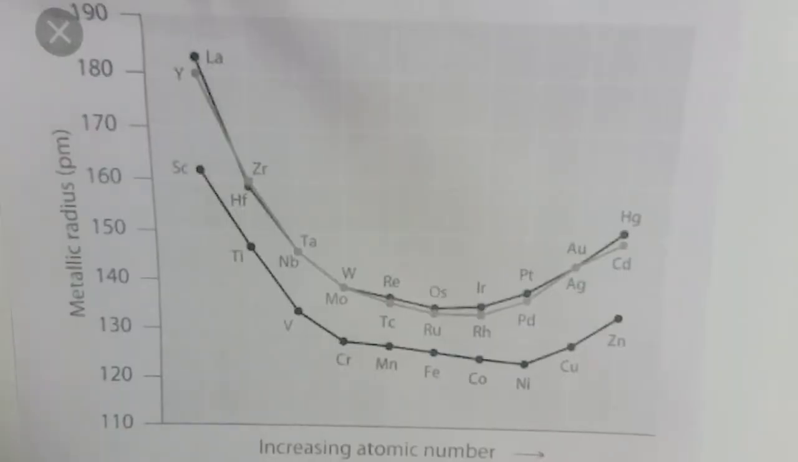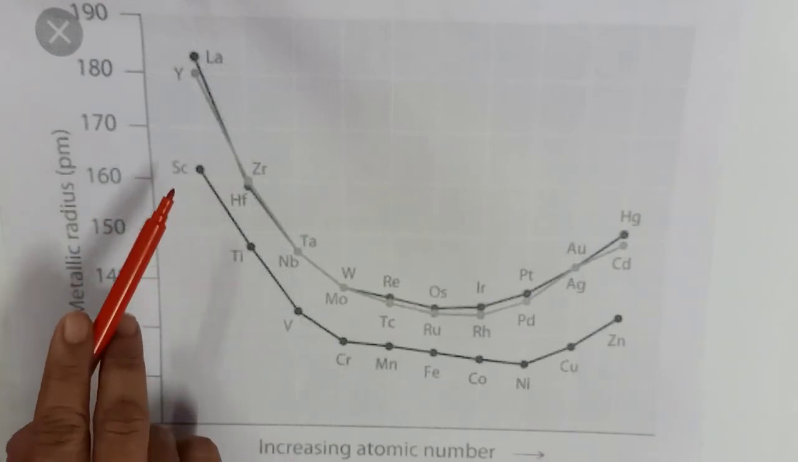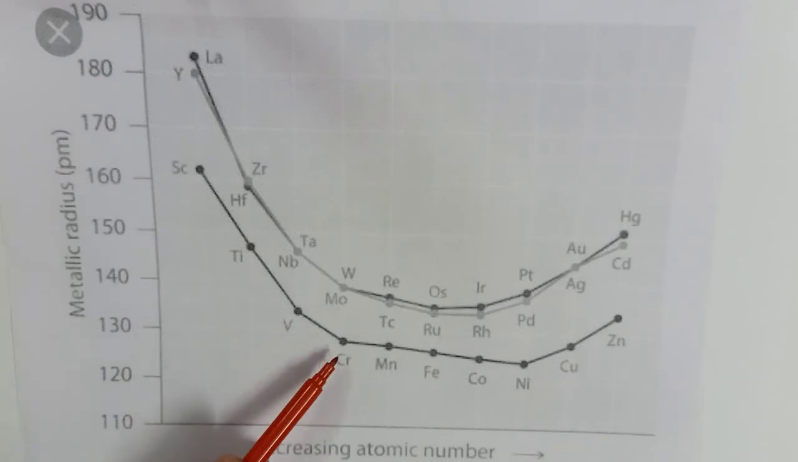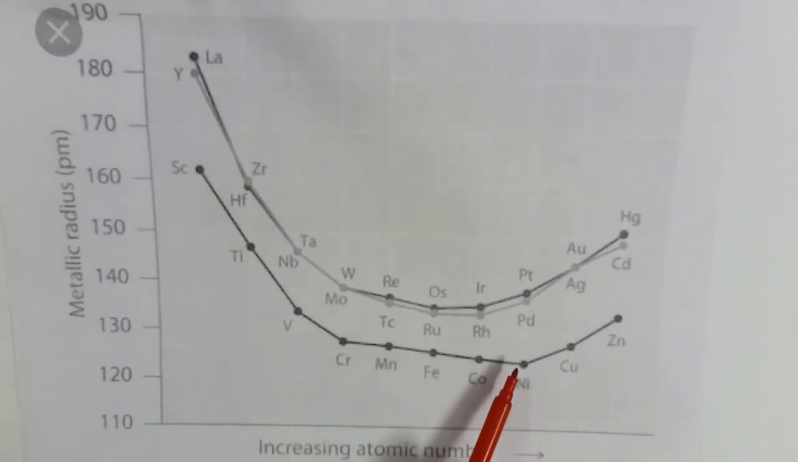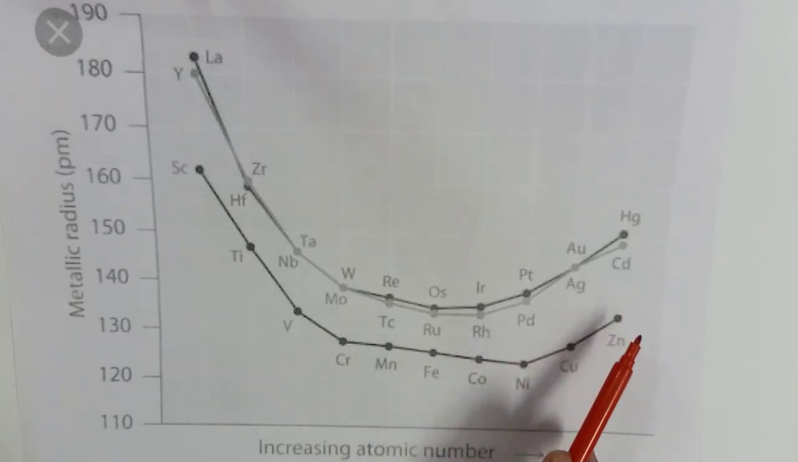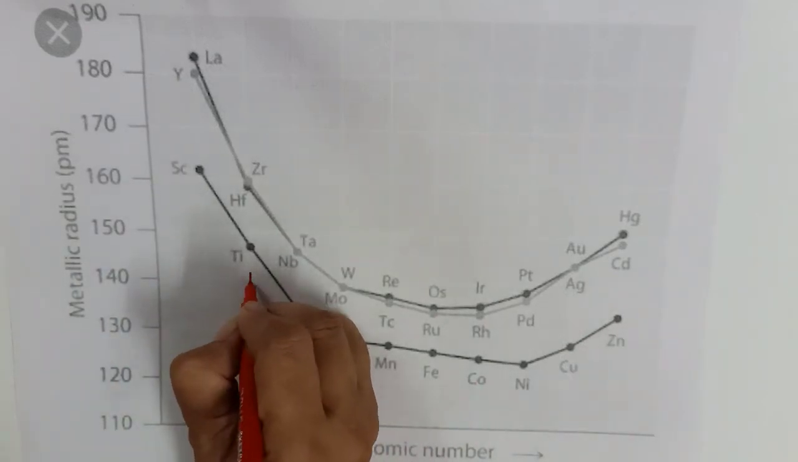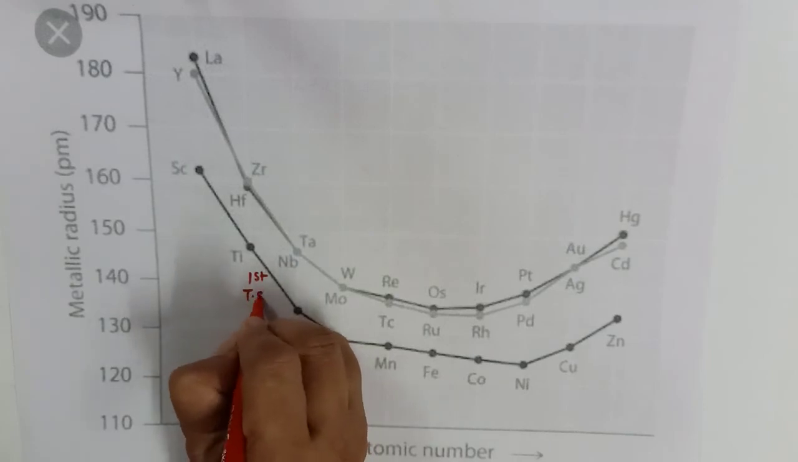This graph shows the trend in atomic radii, and this graph is asked in board exams also. So the first one, this is the first transition series: scandium, titanium, vanadium, chromium, the atomic radii decreases, the normal trend. Then till nickel it becomes almost constant, and for copper and zinc it increases, and zinc will show again higher atomic radii than that of copper. So this was for the first transition series.